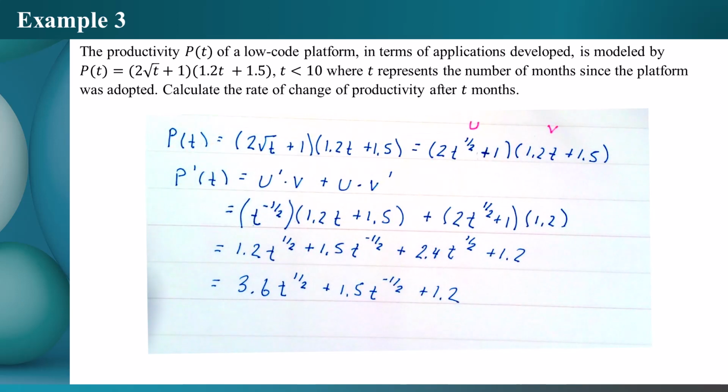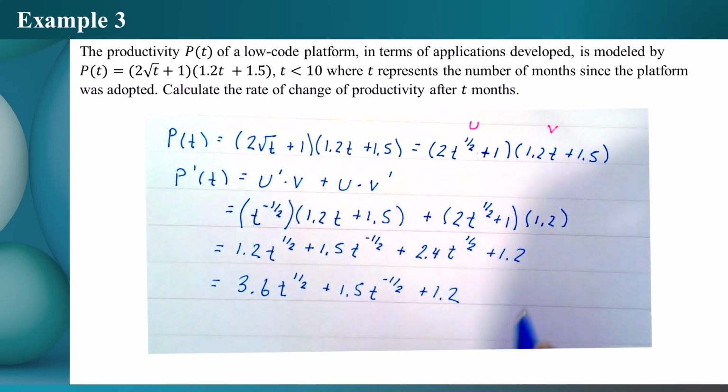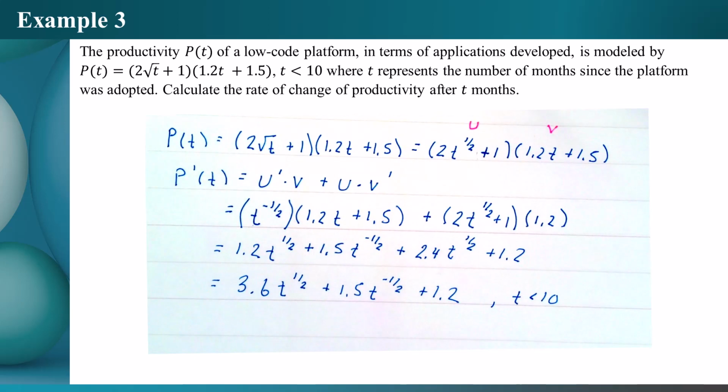And now let's remember that the original function was only good when t was less than 10, which means that this derivative is also only good when t is less than 10. So we'll just write that down as well.